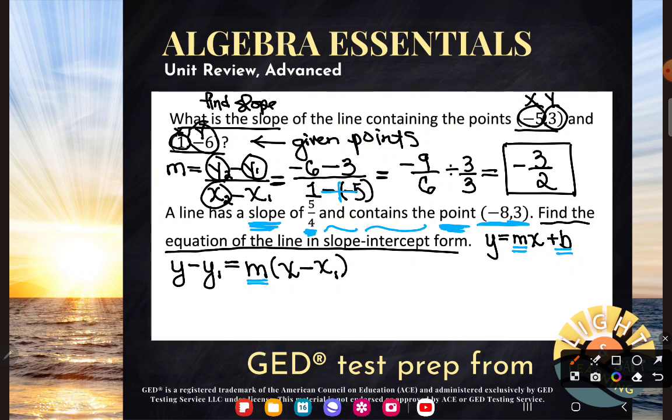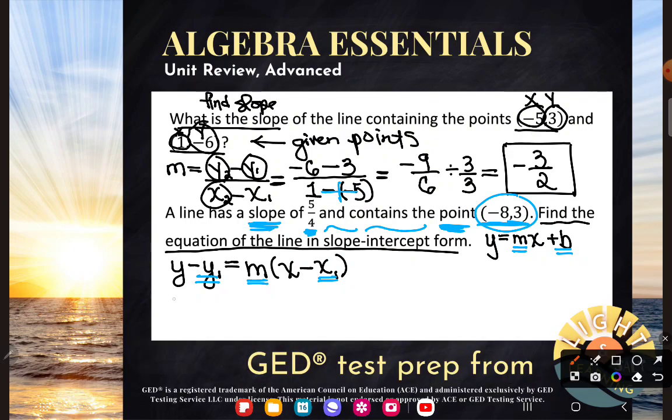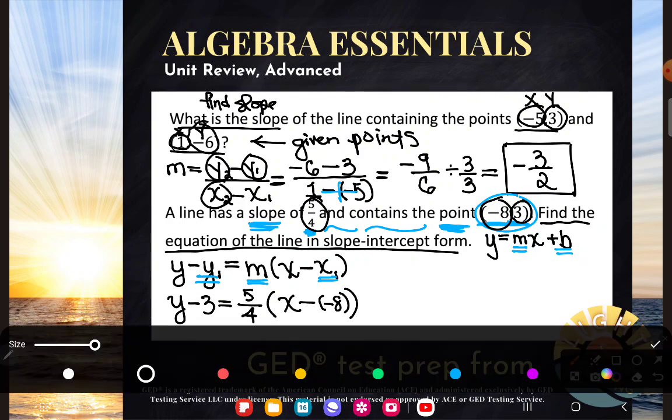But the x and y of your point that we have over here, see our point, -8, 3, that's going to go in for x1 and y1. Let's plug in. So y minus y1 is the y value of my point, 3, is equal to my slope, my m is 5/4, times x minus x1 is the x value of my point, and that is -8, not just 8. Don't forget the negative that belongs to the 8.